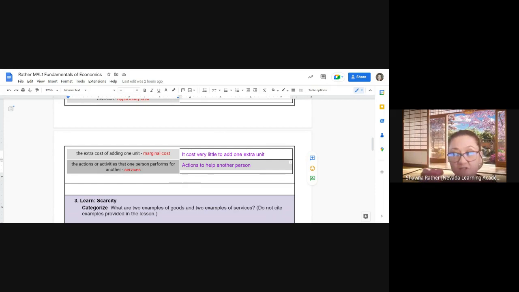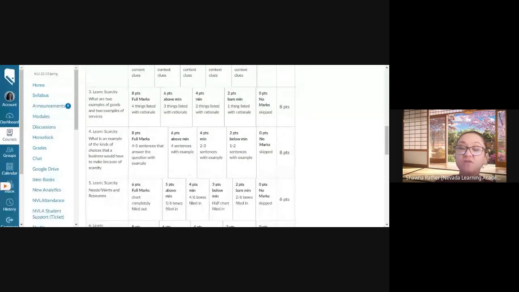All right. So I'm not seeing a whole lot more thumbs up, but we do need to move on to the next page. Okay, Jalen's got his. All right, so let's look at the rubric for questions 3, 4, and 5. And the reason why we're looking at them together is they all come from the same course arc page called scarcity. So question number 3, what are 2 examples of goods and 2 examples of services?